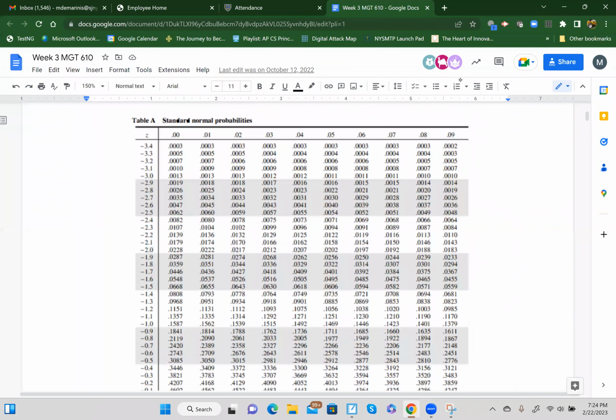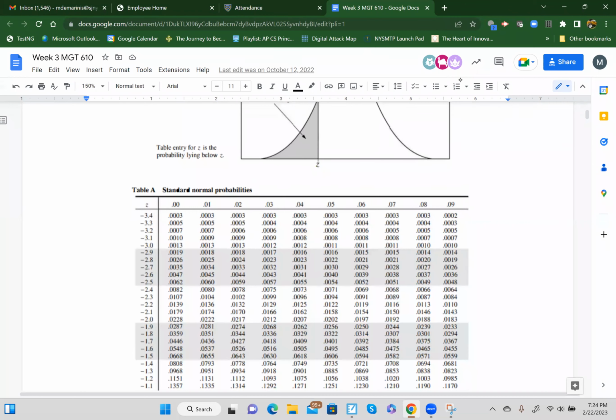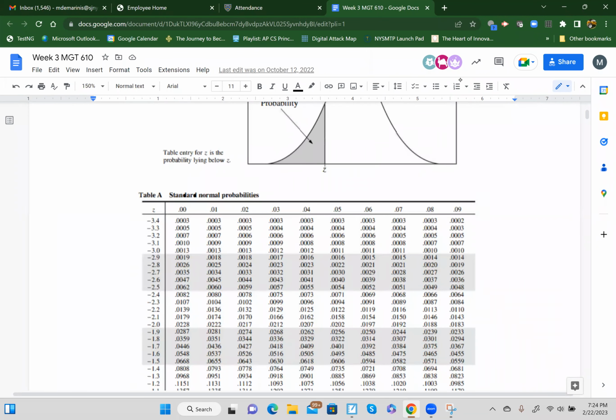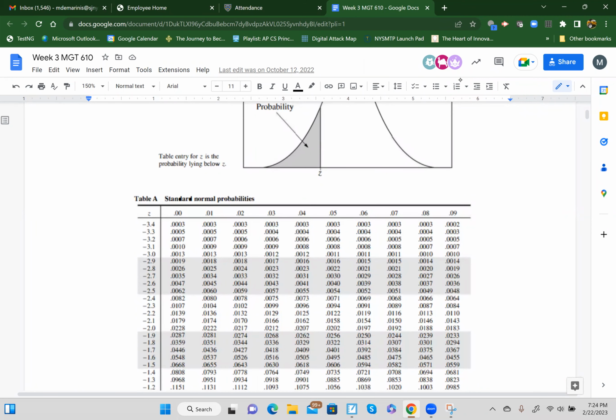Let me scroll it down a little bit for you. If you look now at the bottom of my screen, all the way on the right, the second to the last number on the bottom right is 0.1003. And you'll notice the z-score that goes with that is negative 1.28. So that's how you use this chart in reverse.